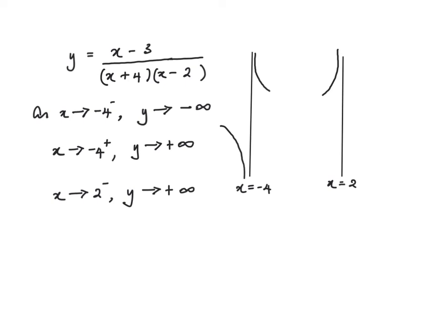Now it looks very much as though we're going to have a minimum turning point here, but that's something that we would explore later on. At the moment we're just interested in what happens at the asymptotes. So let's consider what happens in this region here.